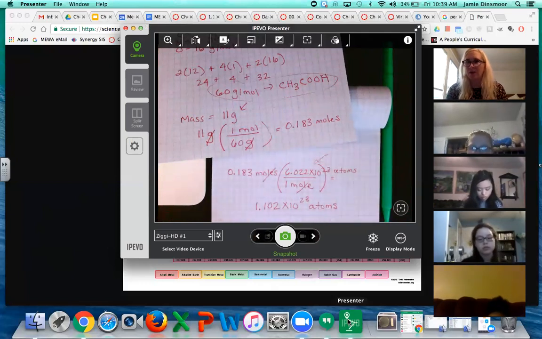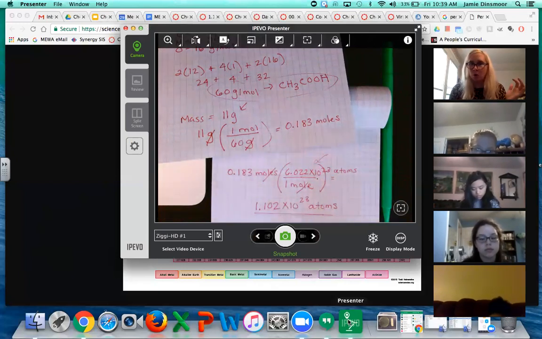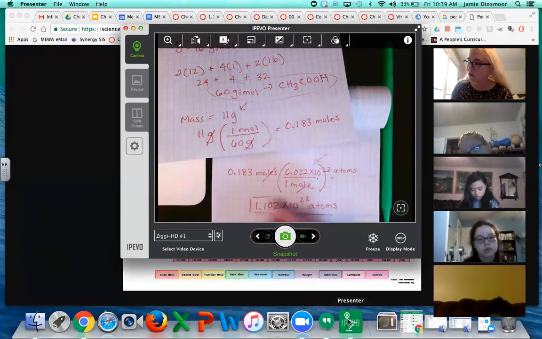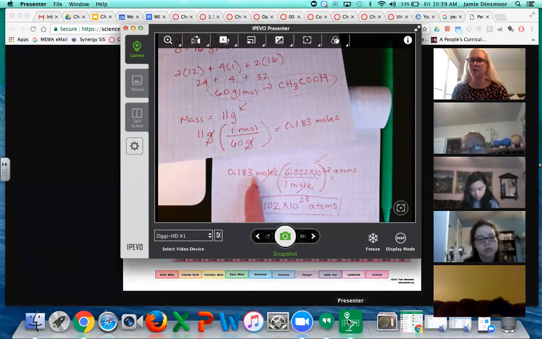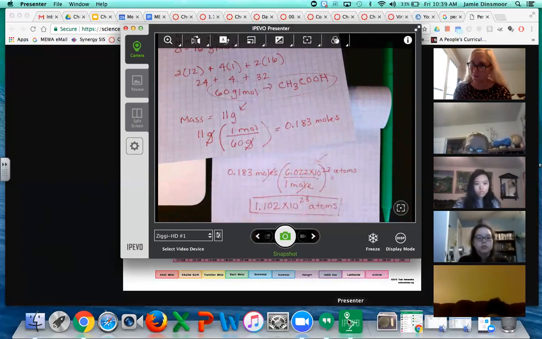Because if we had 1 mole of something, then we would have 6.022 times 10 to the 23. Here we have 0.18 of a mole, so it makes sense that we would have much less than 6.022. Whereas if you had 70 moles of something, then you're going to have a ton of atoms. So keep that in mind when you're looking at your answer to make sure that it makes sense. Think about how many moles you did have, right? And it would make sense here that we're going to have less atoms than 1 mole. Okay.